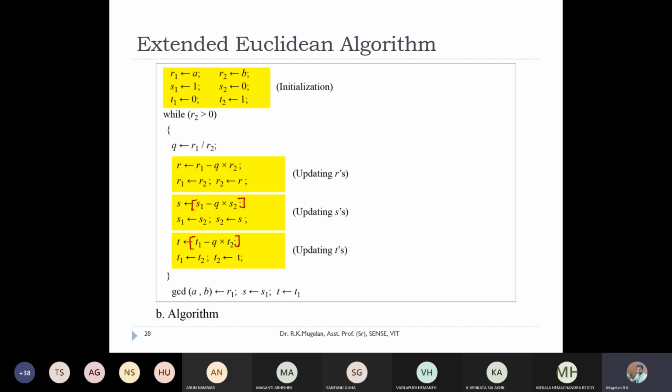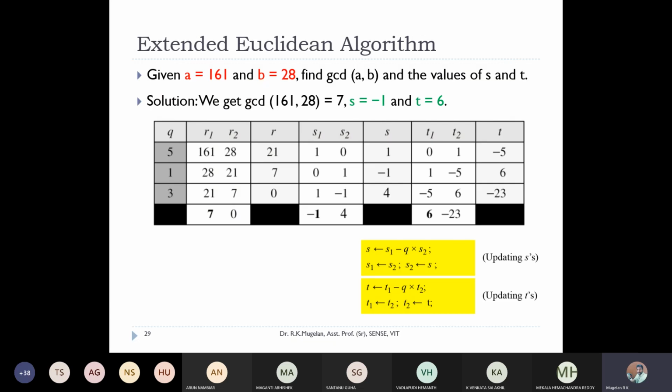We will see a simple example so that you will get a clear picture here. I want everyone to listen to this carefully. If you have any doubts, kindly stop me then and there. Here you are given two integers A and B to be 161 and 28, and you are asked to find the GCD of A and B and the values of S and T. So I am substituting R1 to be A, R2 to be B, and I initialize the values of S1 and S2 to be 1 and 0, and T1 and T2 to be 0 and 1.